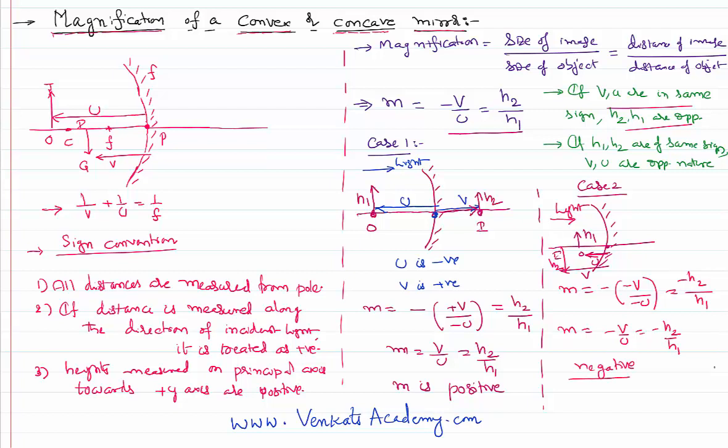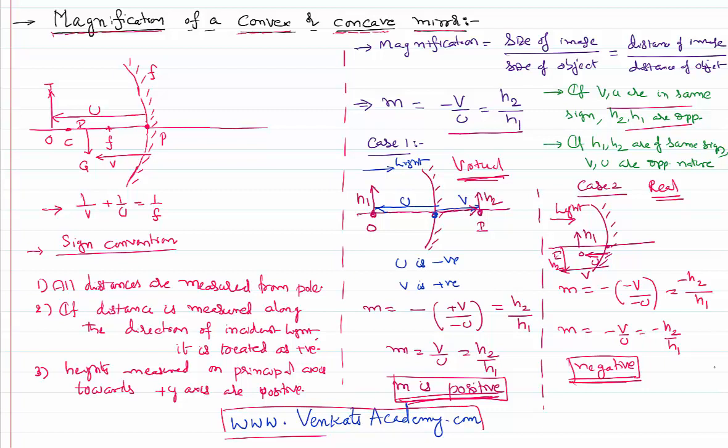So in a nutshell, I can say if the image is virtual, magnification is positive. If the image is real, magnification can be positive or negative depending on the nature of the image, right? I'll stop here because further lengthy discussions can also be made about when I will get a real image and when I will get a virtual image. That we will handle when we come back in the next video lesson.